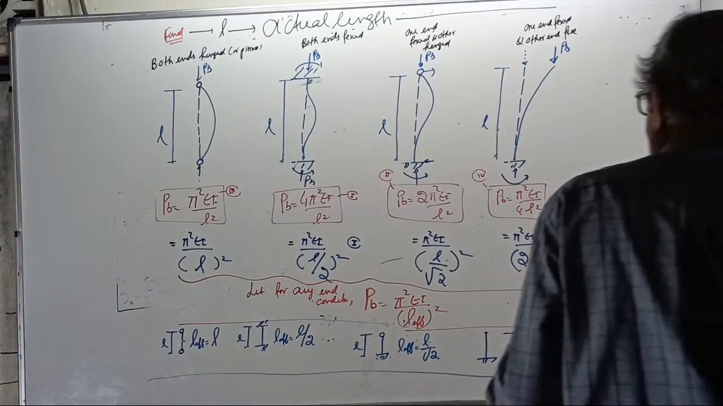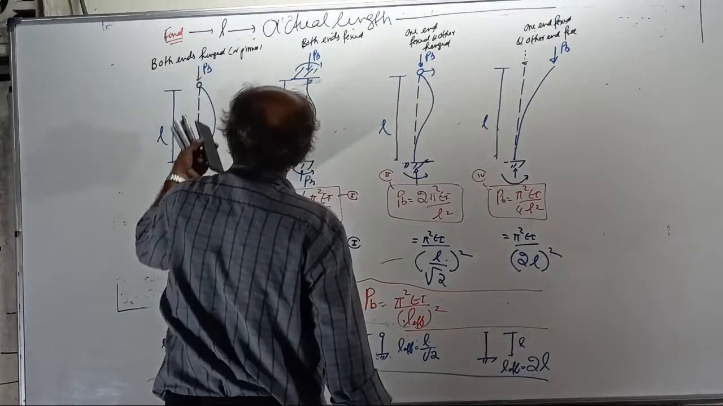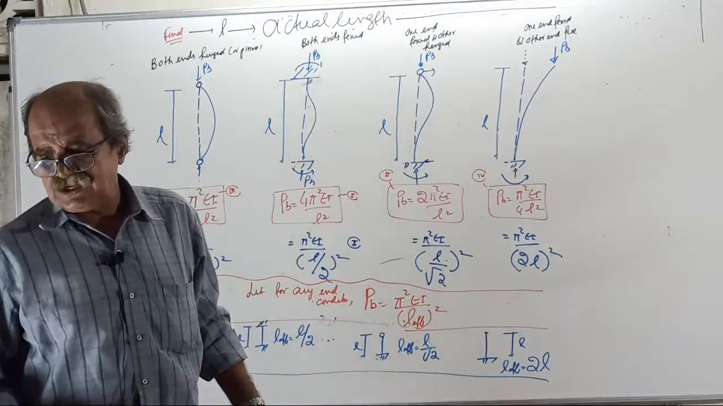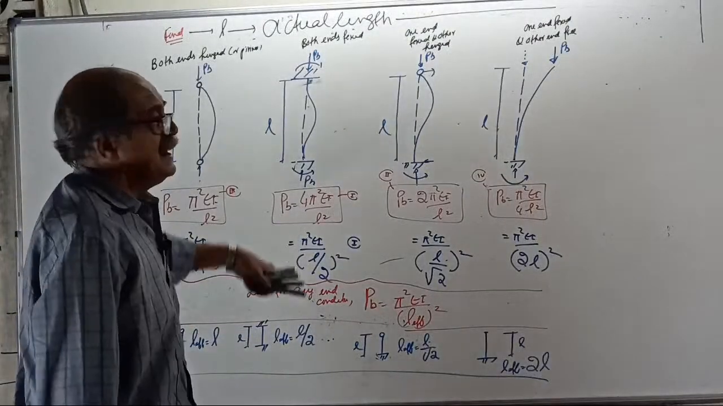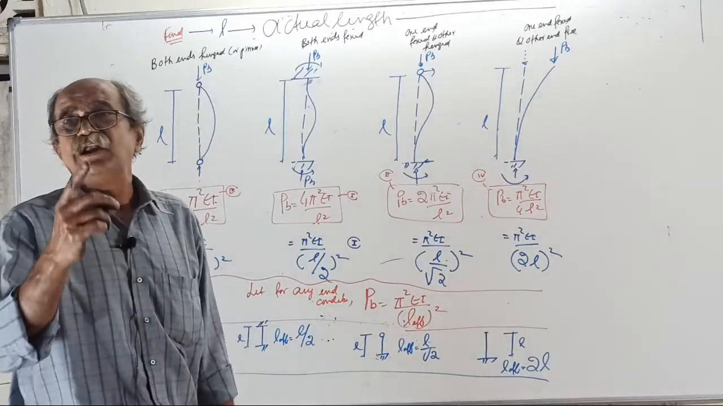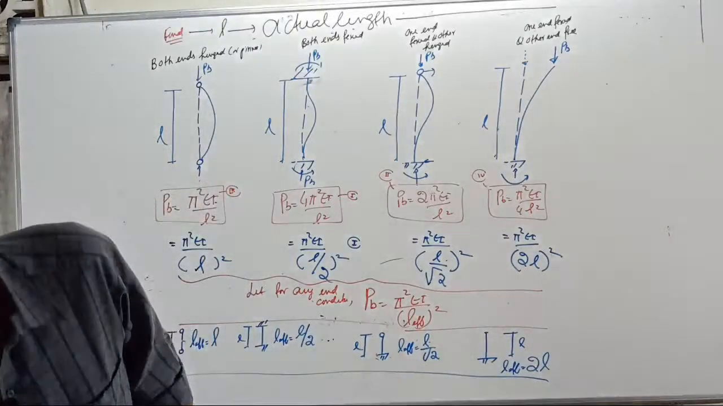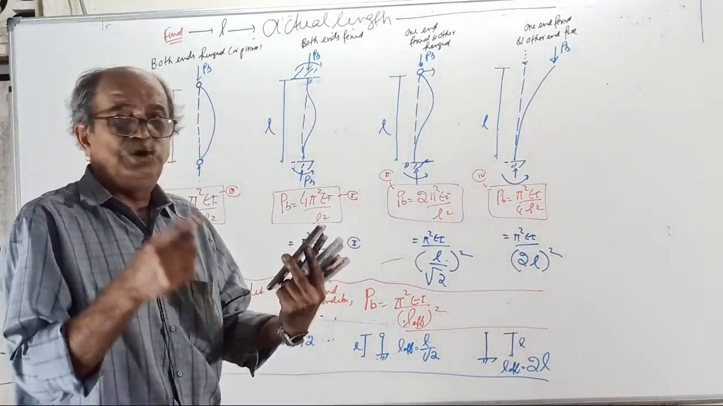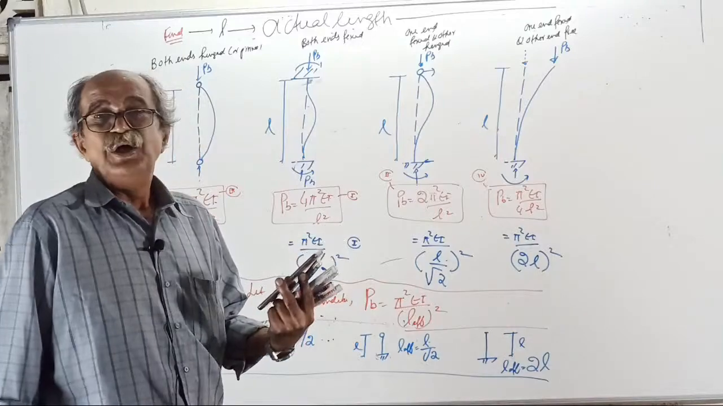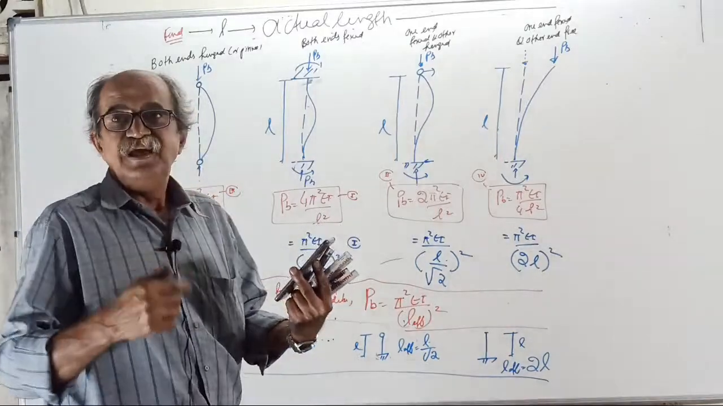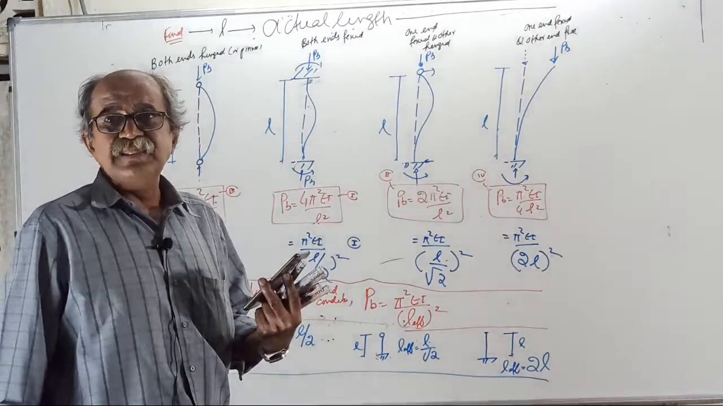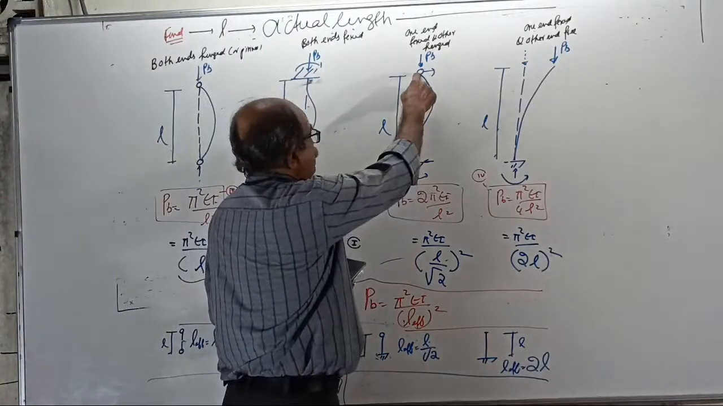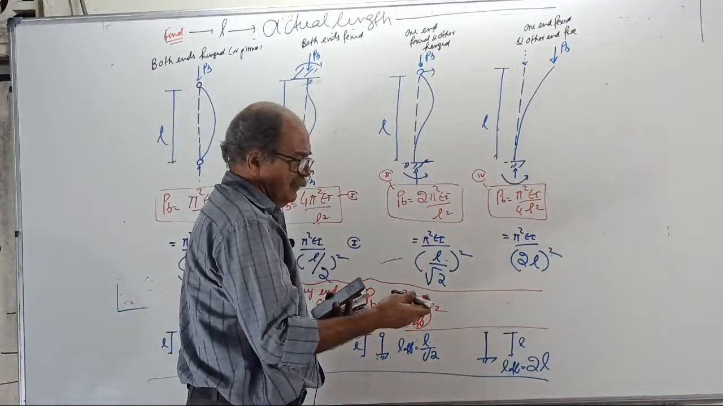These all I will tell you next time. See, if both are pinned, L effective equals L. Effective length equals actual length. If both are fixed ends, effective length equals actual length by 2. Good or bad? Tell me. RCC or steel, if L effective is reduced, good or bad? If the effective length becomes lesser, from a strength point of view, good. If one is fixed, one is pinned, L effective equals L by root 2.